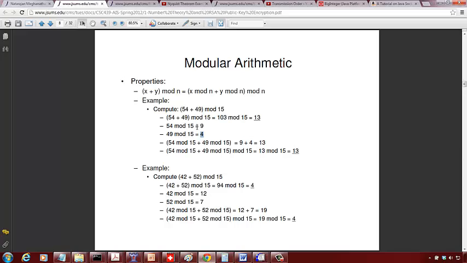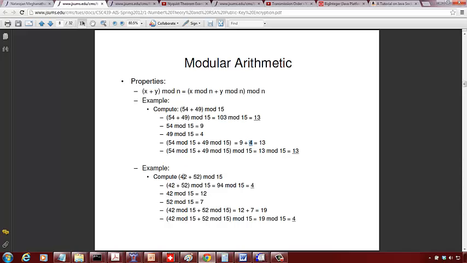So when you want to do this addition, instead of 54, when you bring this mod 15 inside, it is 54 mod 15 plus 49 mod 15. That's what you get when you bring that mod operator inside. So you're replacing 54 mod 15 with 9 and 49 mod 15 with 4. So basically you have 9 plus 4, which is 13. Now 13 is less than or equal to 14, so you leave it as it is as a remainder.